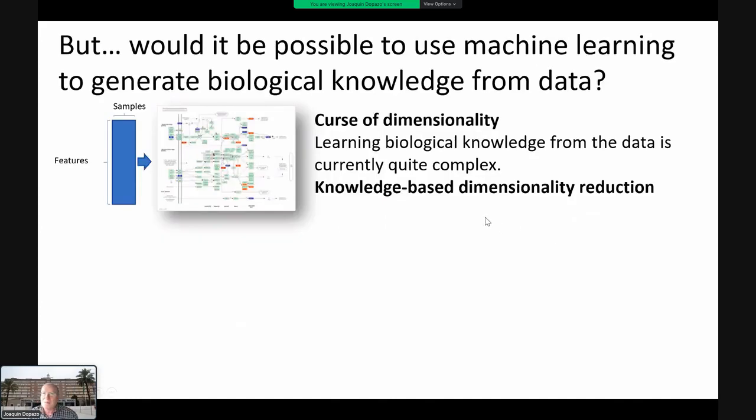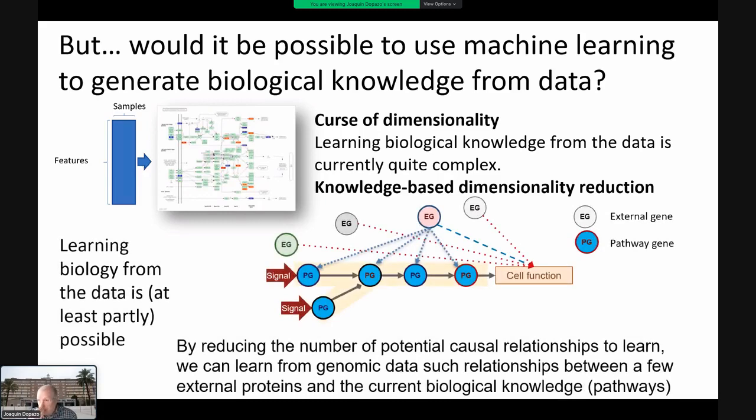So one of the ideas: would it be possible to use some machine learning algorithm to generate this biological knowledge from the data, using this data on gene expression, for example, to try to learn these arrows? Well, we are in a problem of course of dimensionality, because we don't have so much data yet to do that from scratch. But we could try to reduce the dimensionality of the problem and say, okay, let's not be so ambitious. We are not going to solve all the biology in one shot, but let's see if we can manage to relate some proteins which are interesting for some reason to the part of the biological knowledge that we already have. That is, to draw one or two, a few arrows.